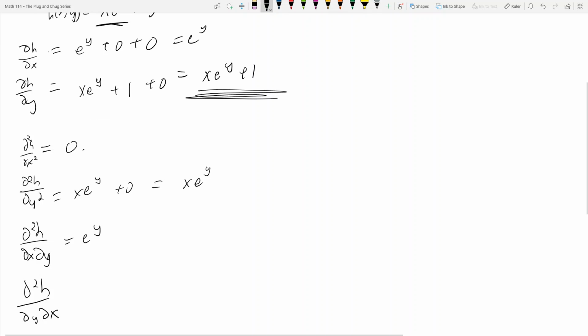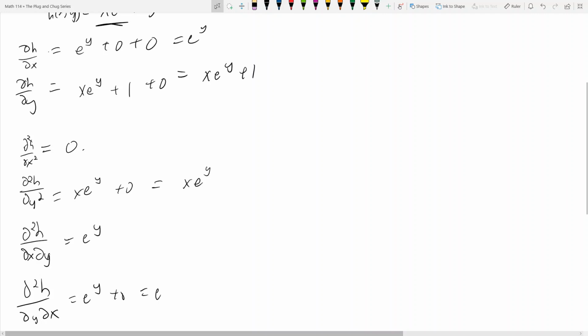And what is that? Well, now e to the y becomes a constant, and I take the derivative with respect to x of x. So e to the y is the constant, the derivative of x with respect to x is 1. So I get 1 times e to the y, so that's equal to e to the y, and the derivative of 1 with respect to x is a constant, so that's 0, so it's e to the y. And so we have our 4 second order partials.